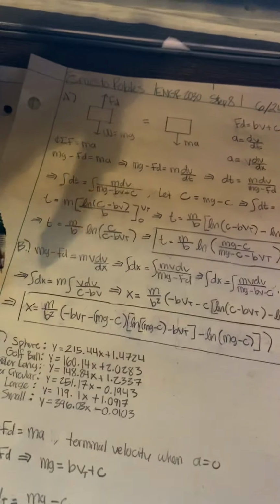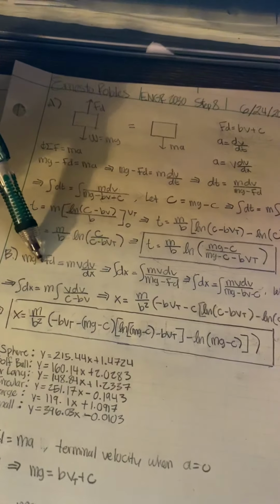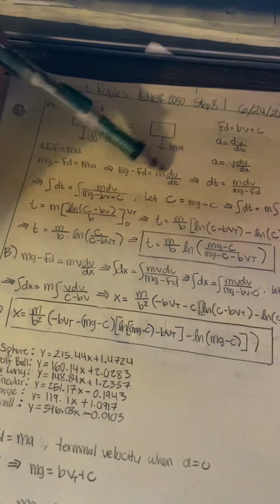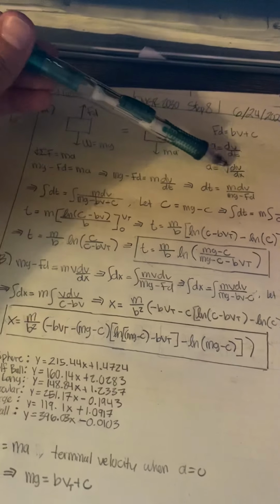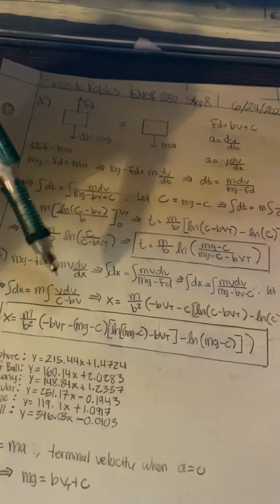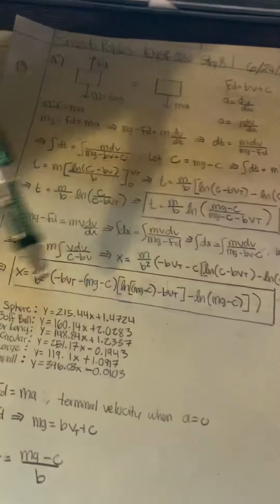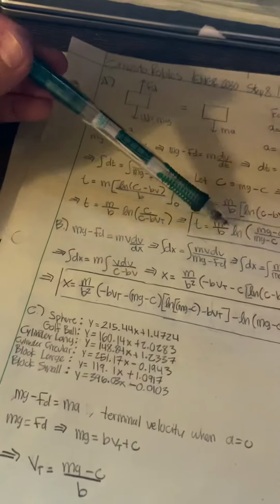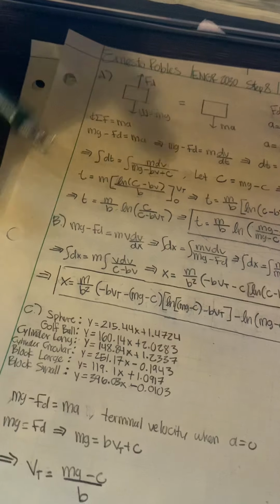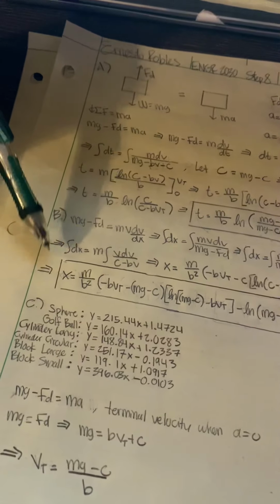All right, and then to get the distance, same thing here, but instead of substituting a by this, we substituted by v dv over dx. We integrated, and I got this long equation right here. And that concludes parts A and B for step 8.